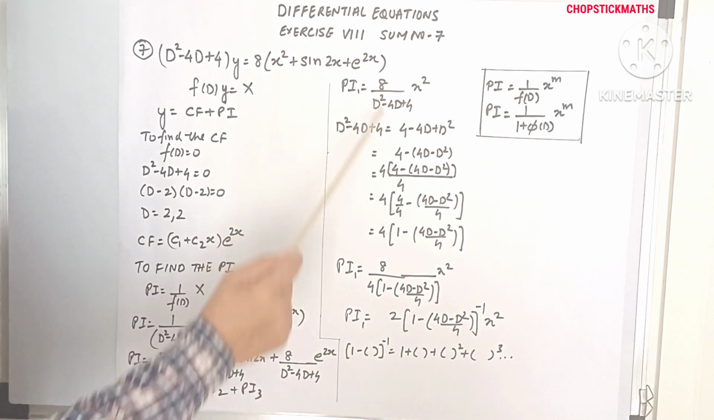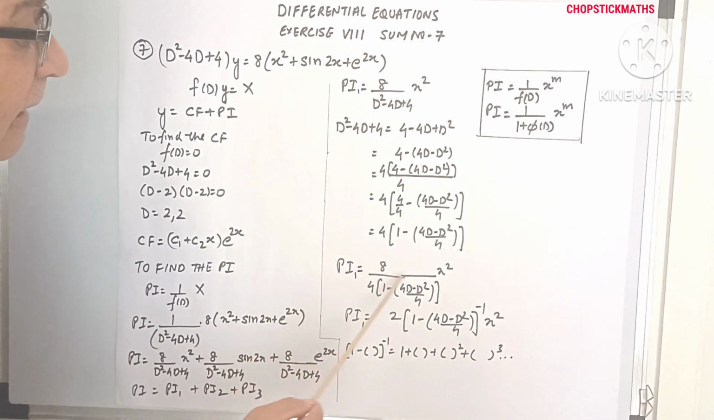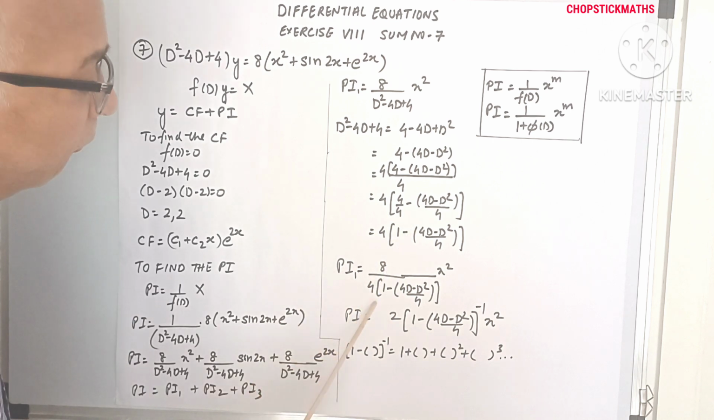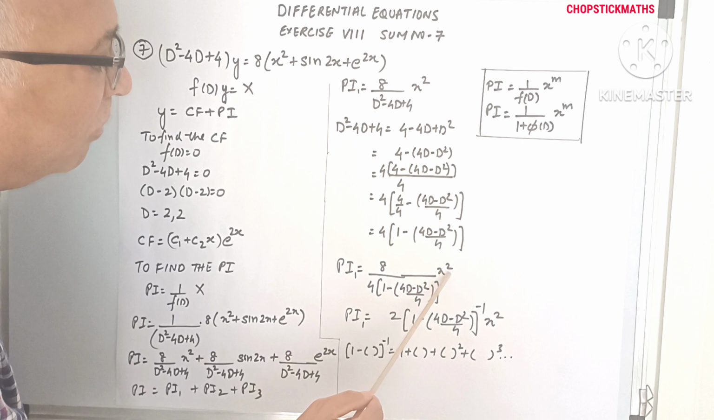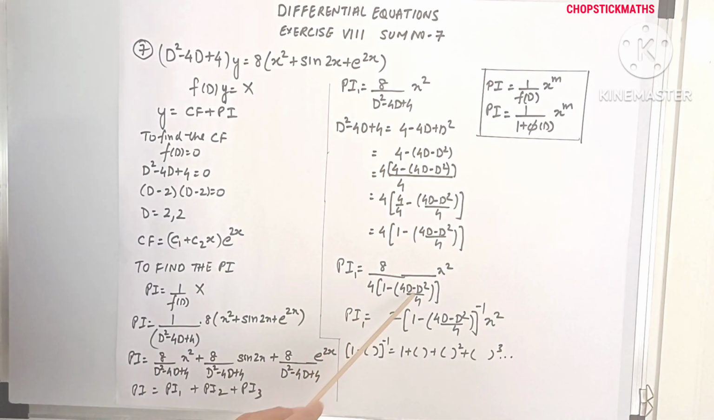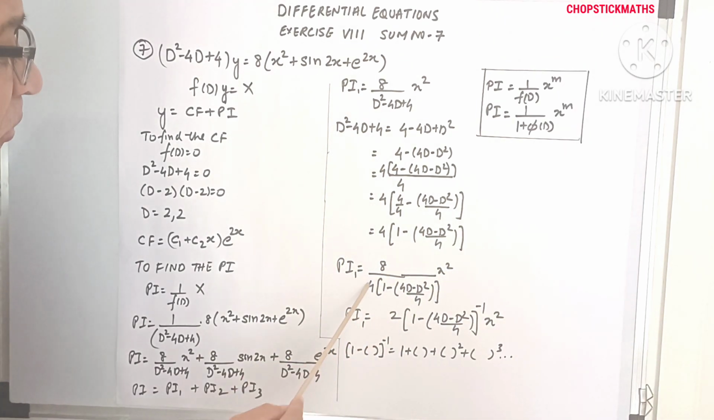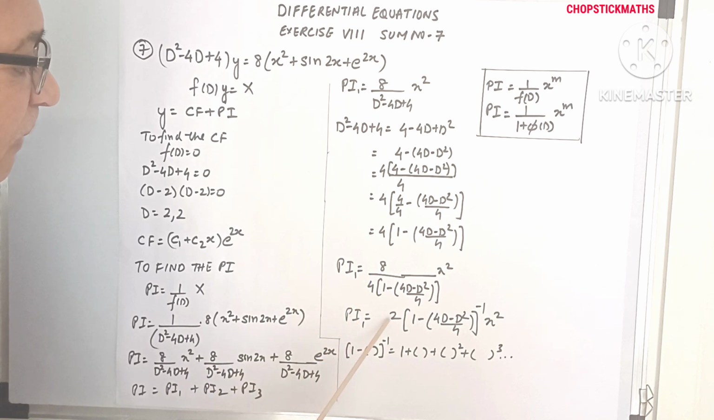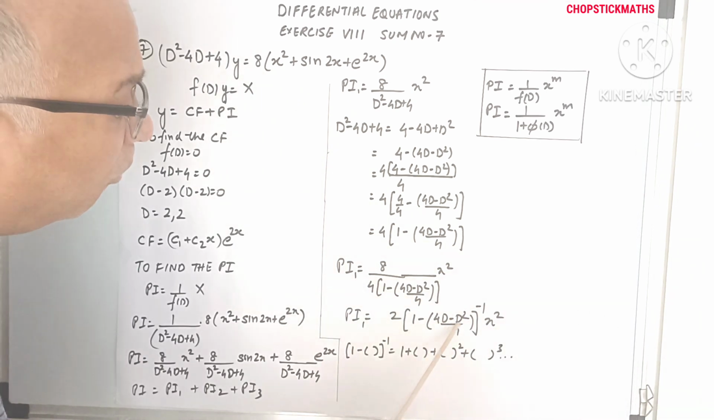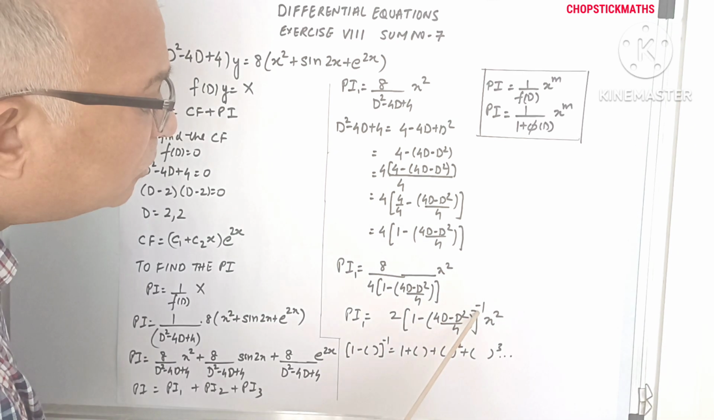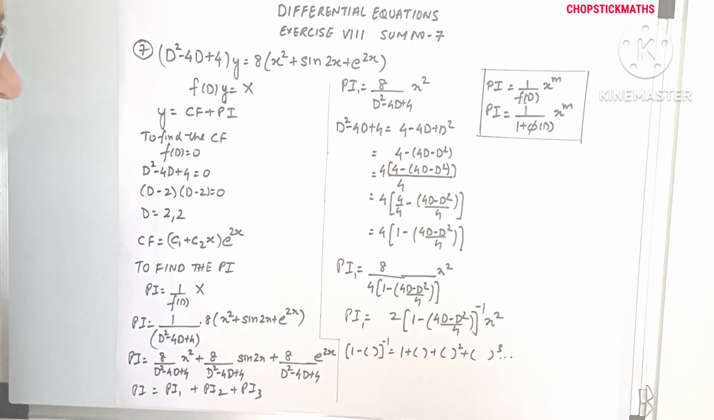Now we can substitute this here. So PI1 would be 8 upon 4 into (1 − (4D − D²) upon 4) into x². Now we can bring this up in the numerator. 8 and 4 would cancel. So this PI would be 2 into (1 − (4D − D²) upon 4) the whole raised to minus 1 into x².